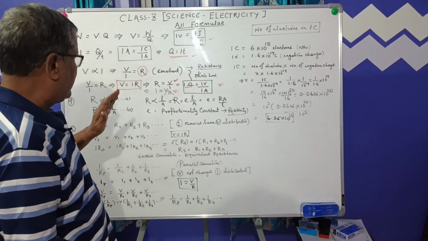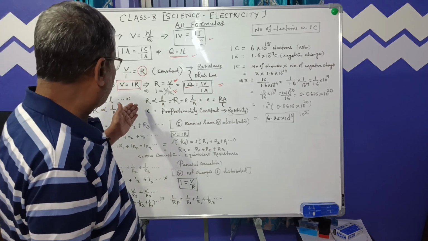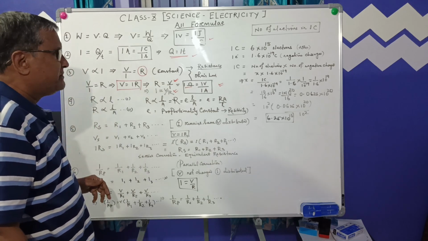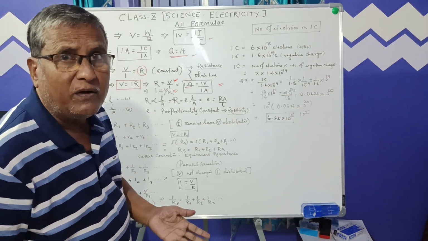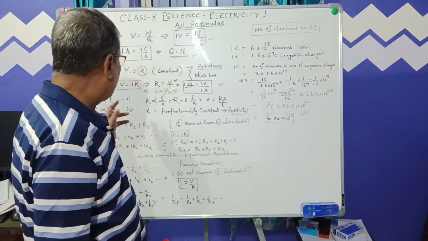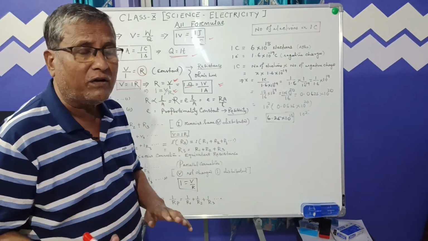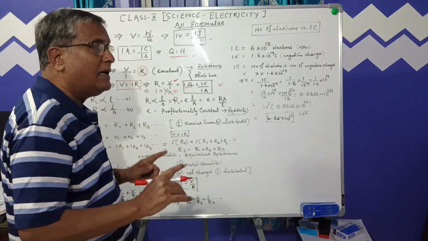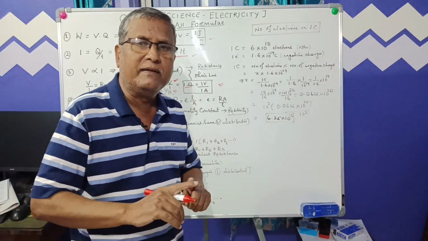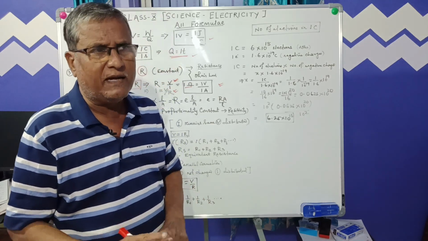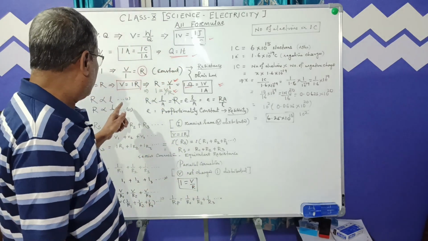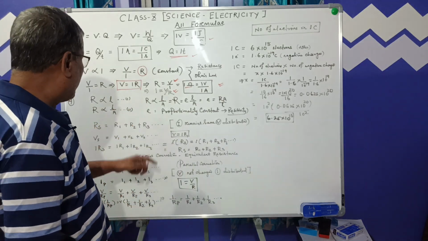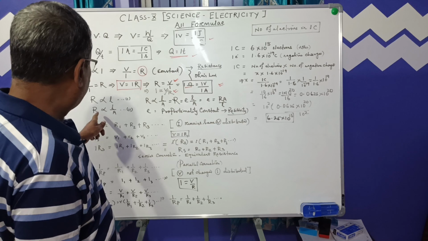So this is another application of Ohm's law. Now you see resistance. Resistance of what? Resistance of a conductor. Resistance of a conductor is directly proportional to its length. If length increases, resistance increases. So this is the condition number 1.